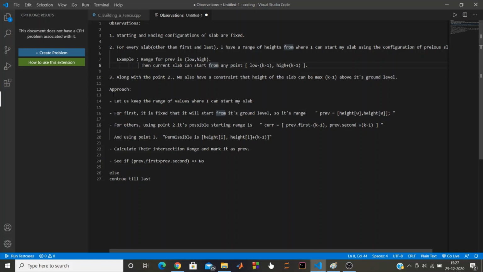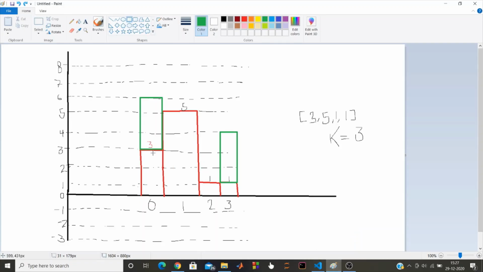What we can do is keep the range of the values where I can start my slab. I hope the meaning of start my slab is clear. The range for this is 3 comma 3, that is, I can start my slab at 3 and also end at 3. The range for this is 3 minus 2, which is 1. I can start from here, and from here, and so on till 5. Why am I doing this? Because in all these configurations you can see there is at least one unit which is common to the adjacent slab.